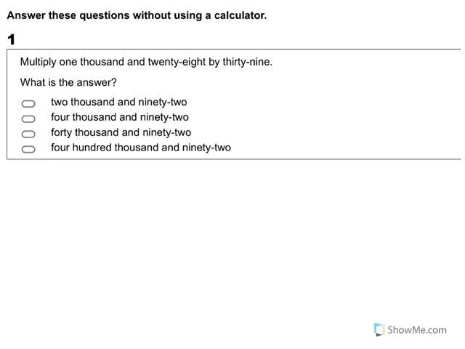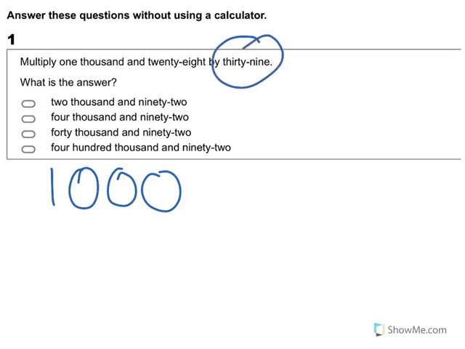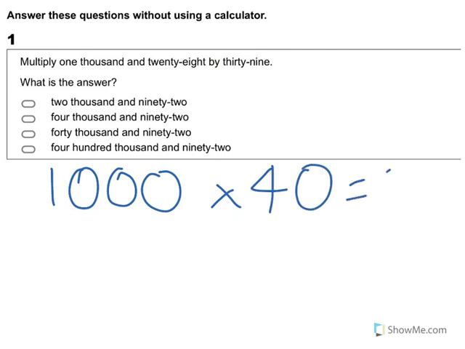This is an interesting question. It turns out we don't actually have to do the calculation. Let's have a look at this. First we need to multiply. The first number is 1028. Okay, 1028 is about 1000. That's pretty close to it. And then the next number is 39. Well, 39 is pretty close to 40. 1000 times 40, well, we know that the answer should be around 40,000.